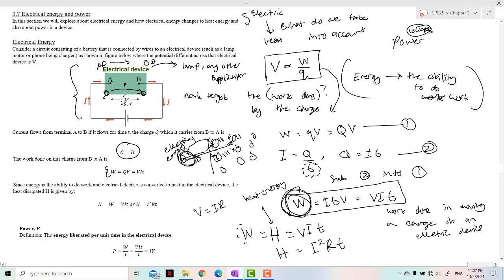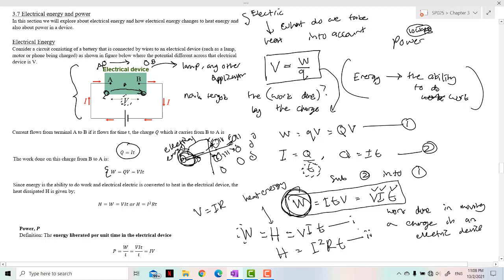Just a short recap. Earlier we learned how we get work done inside an electrical device, and the work done here is to convert our electrical energy to heat energy. When we found the work here, we found work equals potential times current times time. Since energy is the ability to do work, when you're doing work, you're converting your electrical energy to heat energy. So our equation from work can be changed to heat energy, which is VIT, or the second version, I square R.